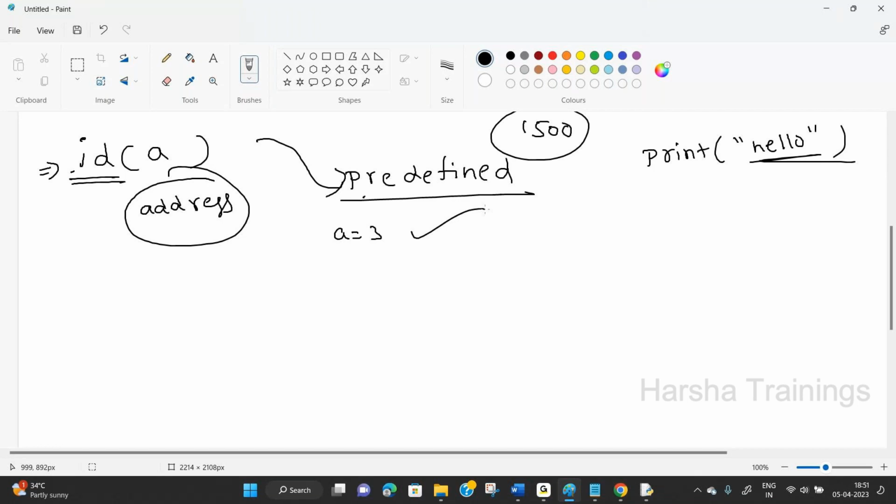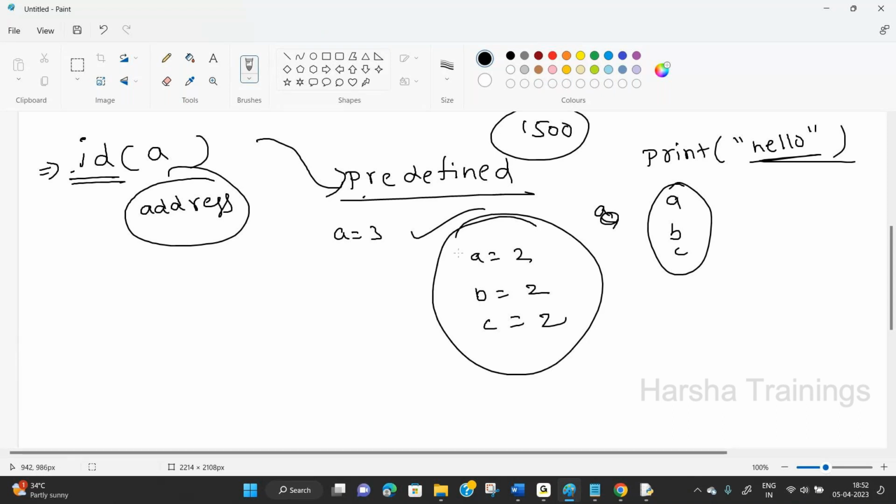One variable, how many values? One value: single variable, single value. For example, sir, I have three values. Suppose a, b, c. In my program I want to use three variables, a, b, c. For example, the a value is 2, the b value is 2, the c value is also 2. Assume all three variables have the same value. Then how to assign? Remember one technical word: initialize.